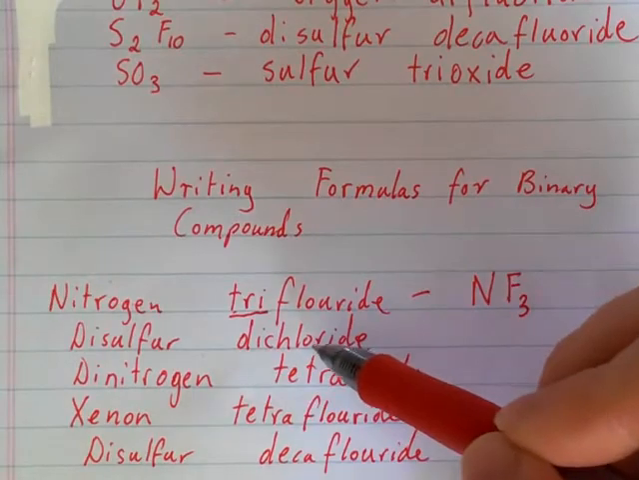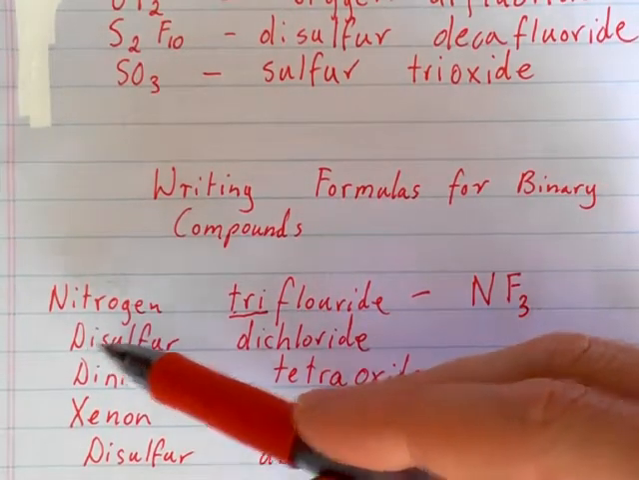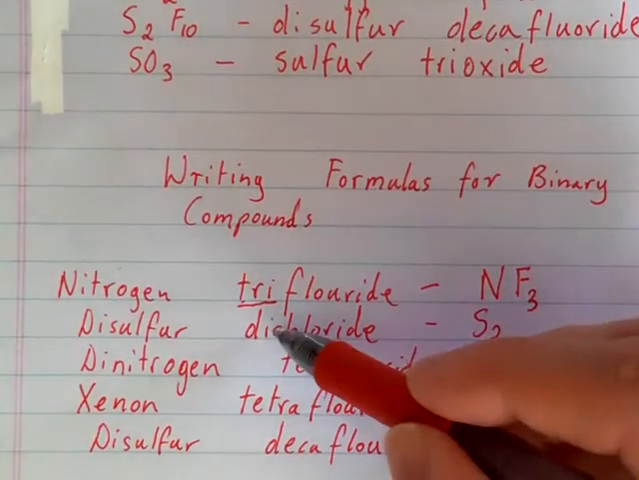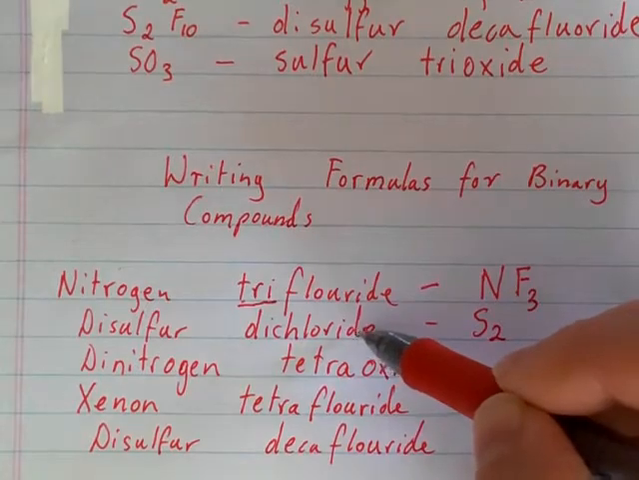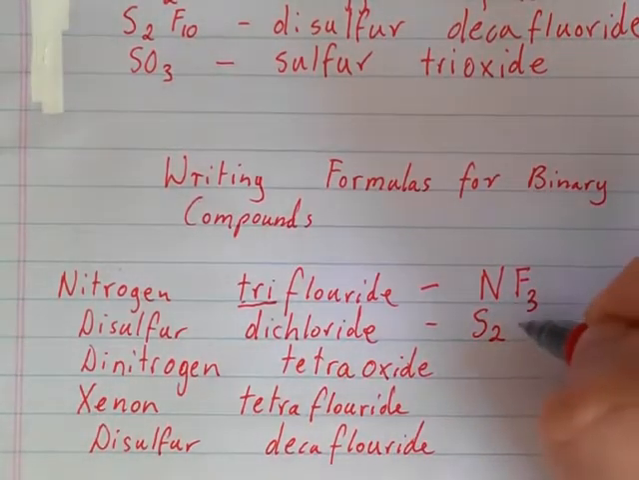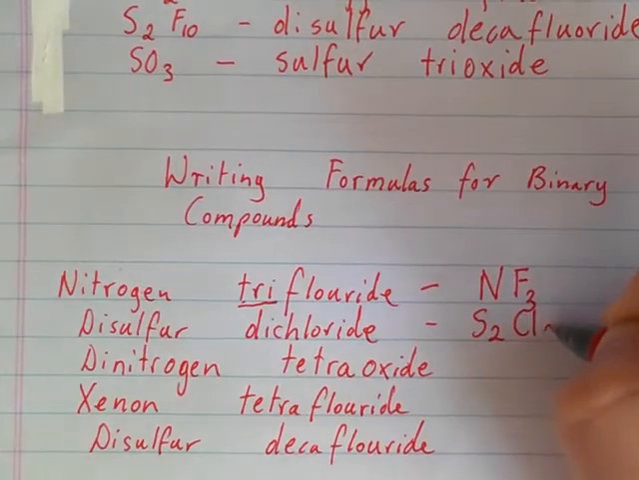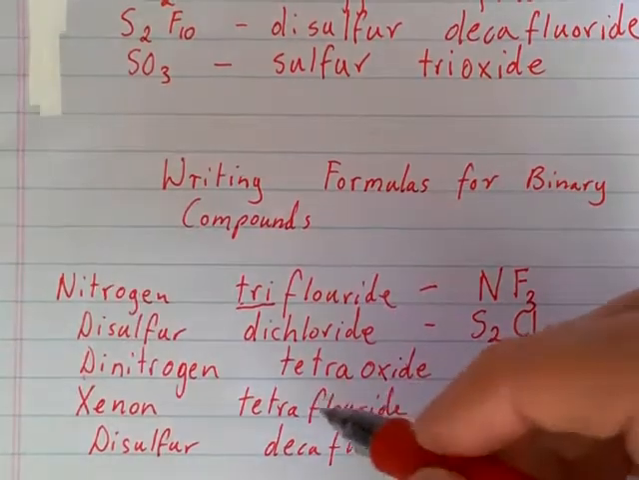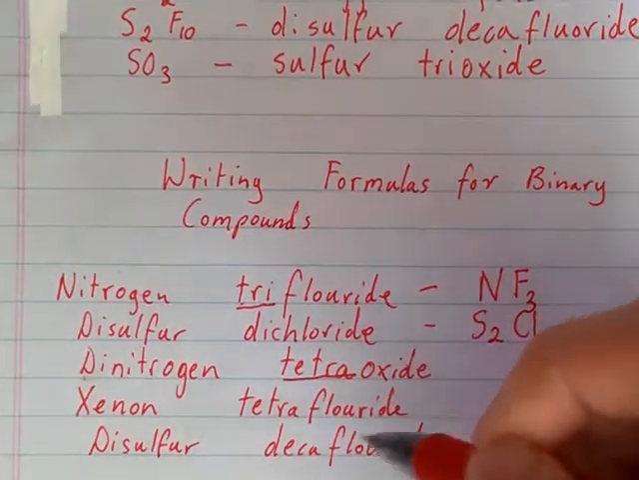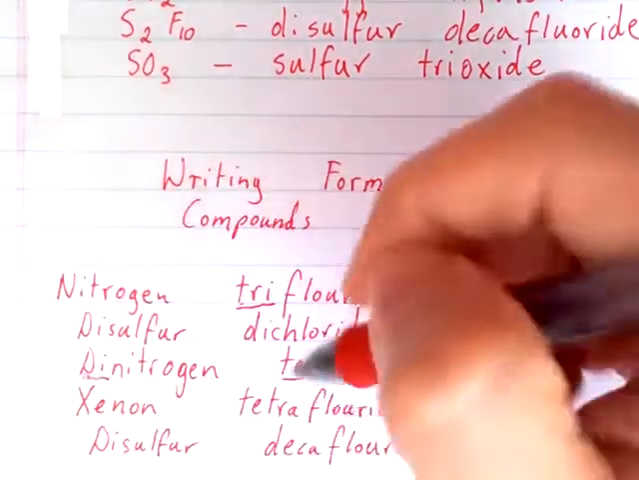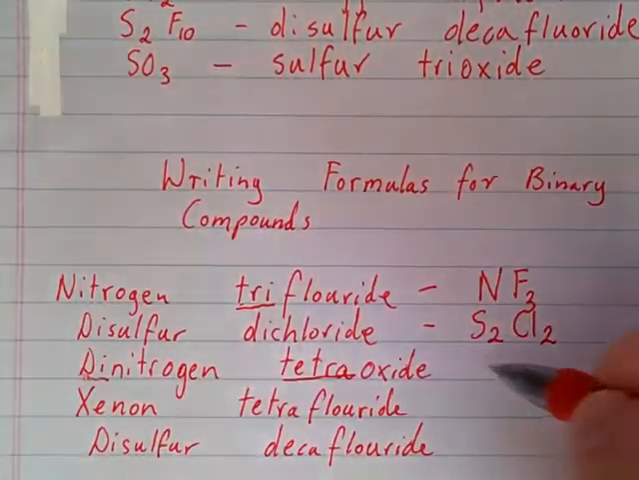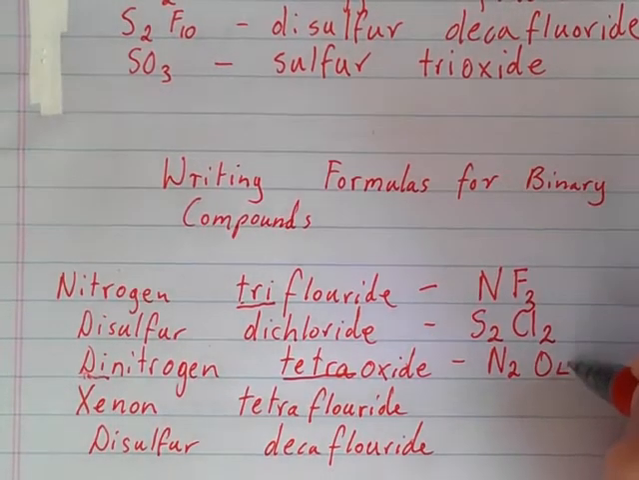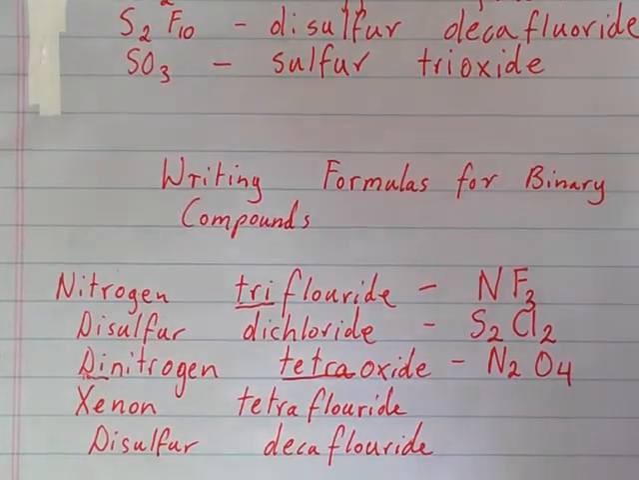Let's do the next one. Disulfur dichloride. So di means 2. So we got 2 sulfurs. And we have dichloride. So chloride is chlorine. How many chlorines? 2. S2Cl2. Okay, let's look at the next one. Dinitrogen tetraoxide. So di means 2. Tetra means 4, so we have 2 nitrogens, and then we have 4 oxygens, so N2O4.